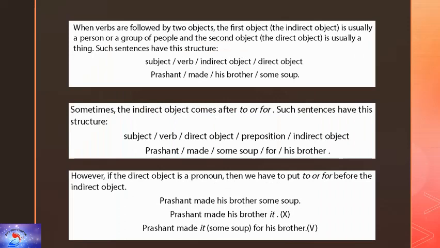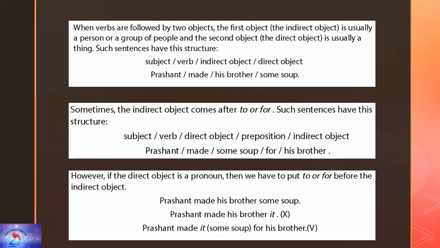When verbs are followed by two objects, the first object, that is the indirect object, is usually a person or a group of people, and the second object, that is the direct object, is usually a thing. Such sentences have this structure. So let us see the structure. So first one is subject, next to subject is verb, then indirect object, then you have direct object. So this is the structure.